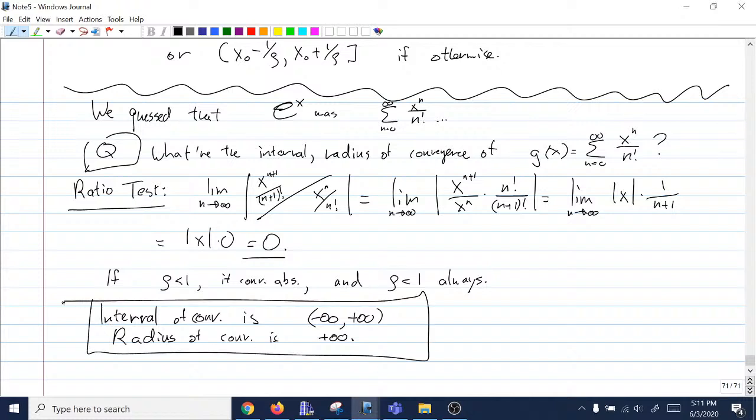Cool. I should do one where it's not 1, where it's finite but not a number than 1. Let's consider the sum from n equals 3 to infinity. Where the thing starts doesn't really matter. (x plus 2) to the n, and our coefficient is going to be 1 over n times 2 to the n. Let's not make it 2 to the n, let's make it 3 to the n.